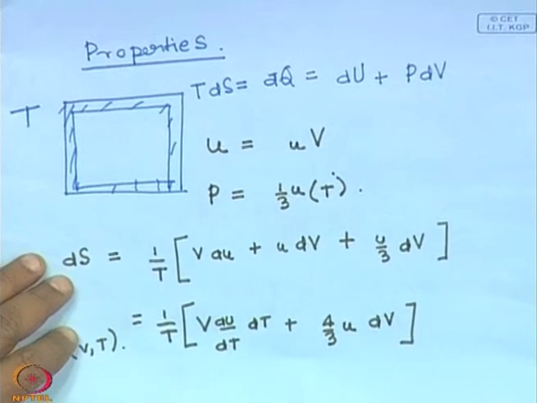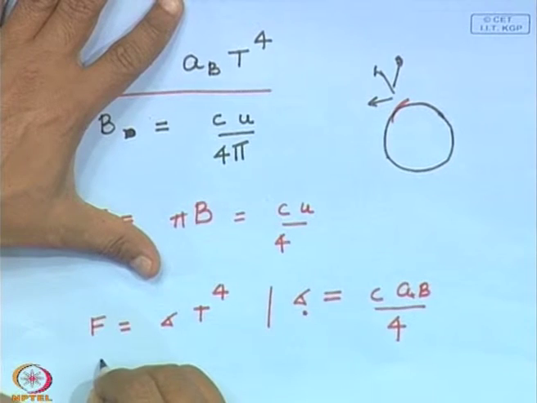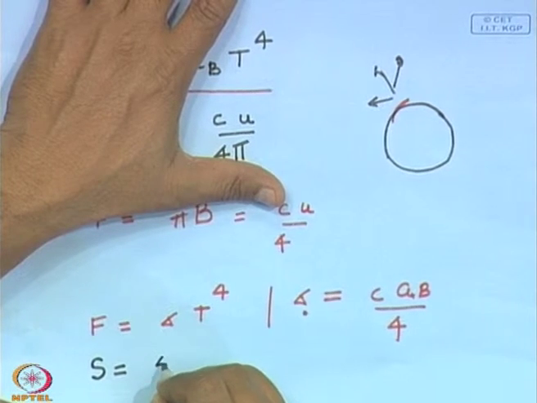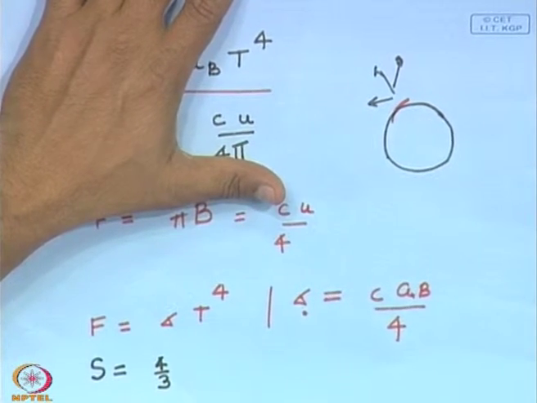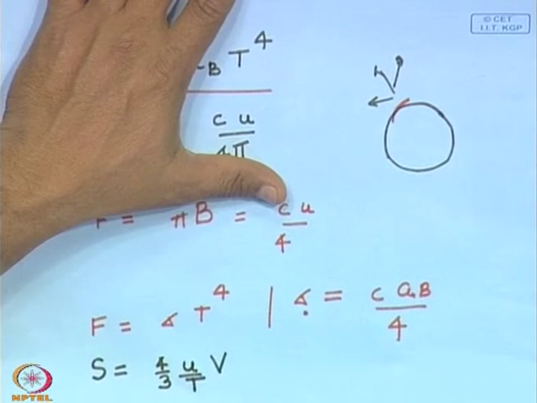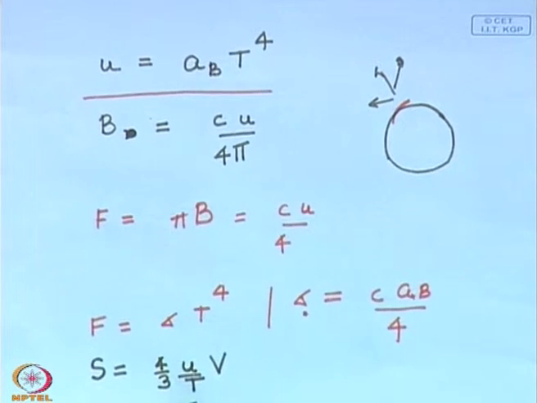And the entropy density comes out to be, so the total entropy in the system, let me write it, the entropy in the system, I leave it for you as an exercise, the entropy is equal to 4/3 energy density by T into the volume. The entropy is 4/3 the energy density by the temperature into the volume.